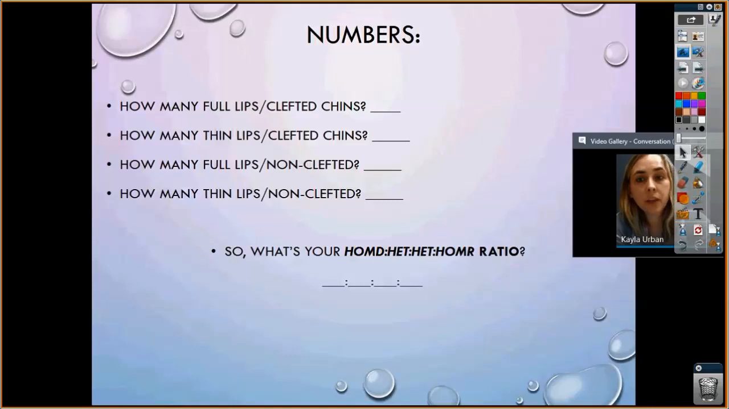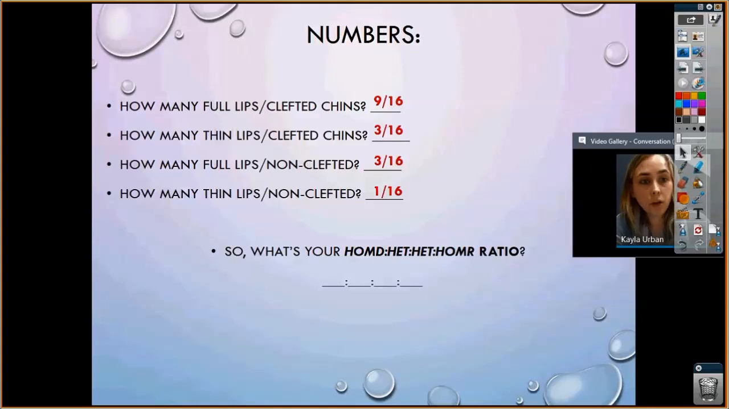How many were full lips with a non-cleft chin? And how many were thin lips with a non-cleft chin? If you do the counting properly, you should have a ratio of 9 to 3 to 3 to 1. 9 out of the 16 squares were full lips with cleft chin, 3 out of 16 were thin lips with cleft, 3 out of 16 were full lips with non-cleft chin, and 1 out of 16 was thin lips with a non-cleft chin.